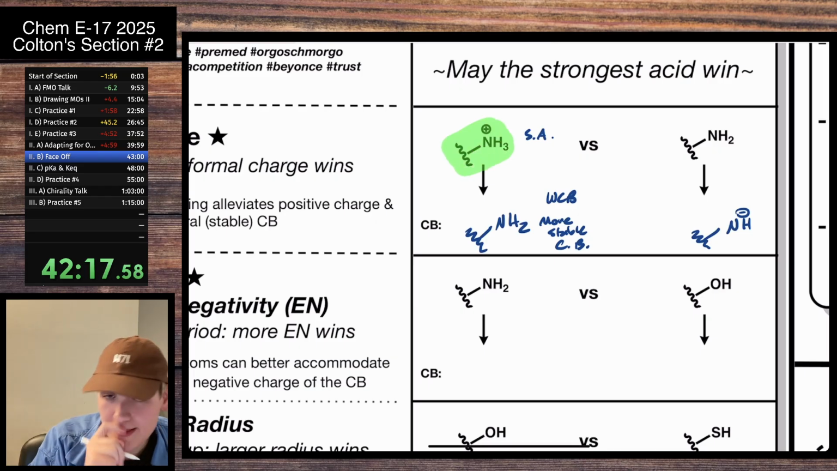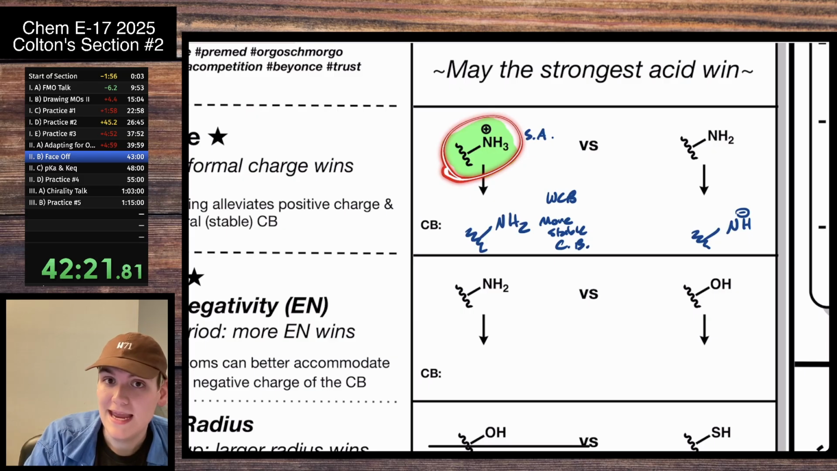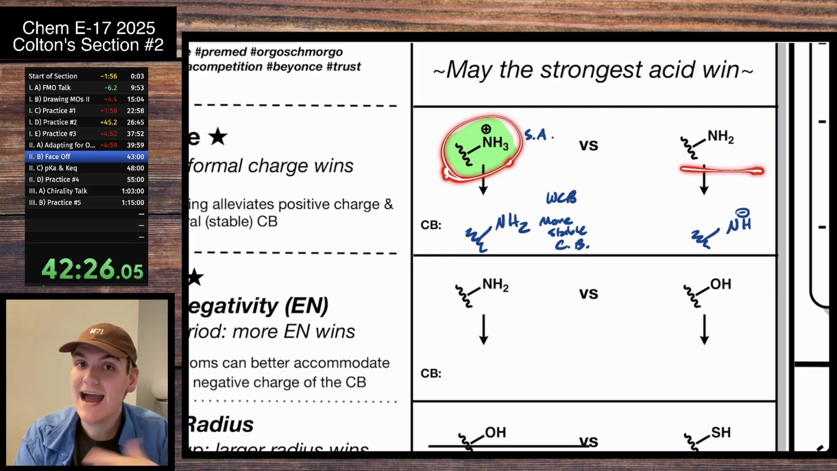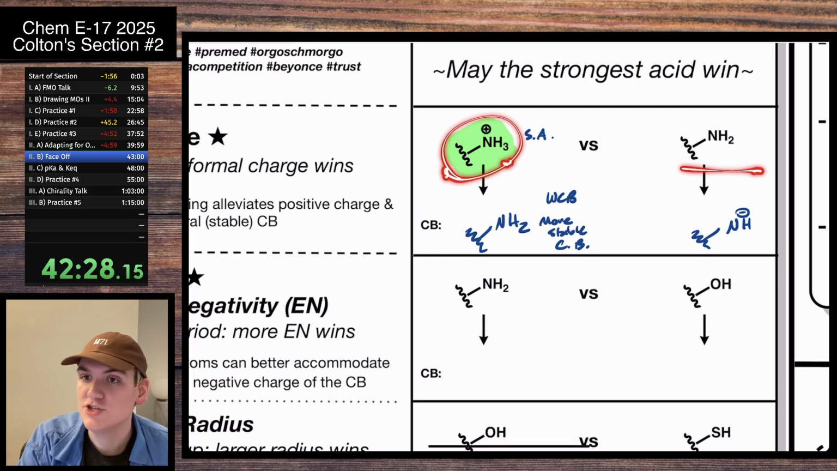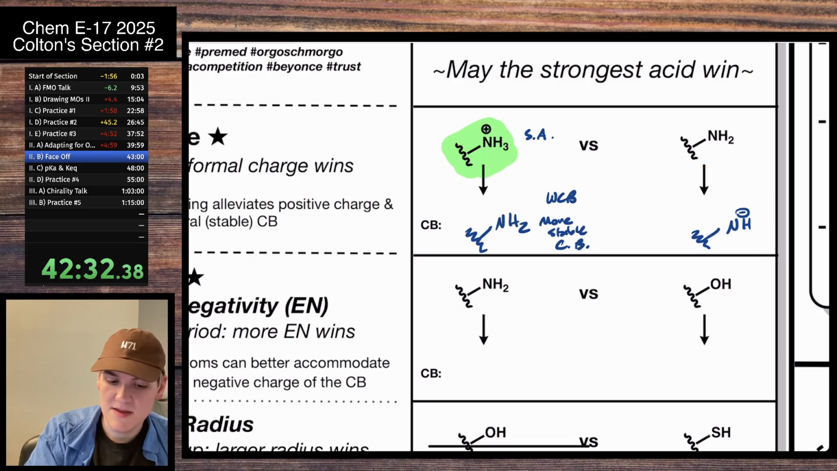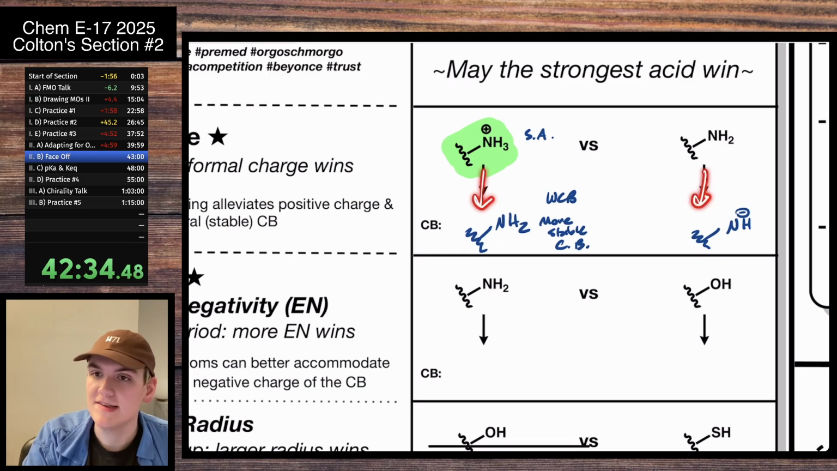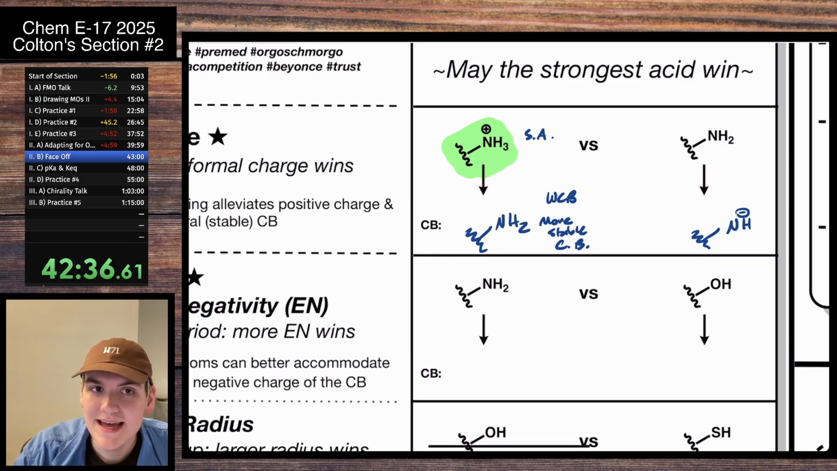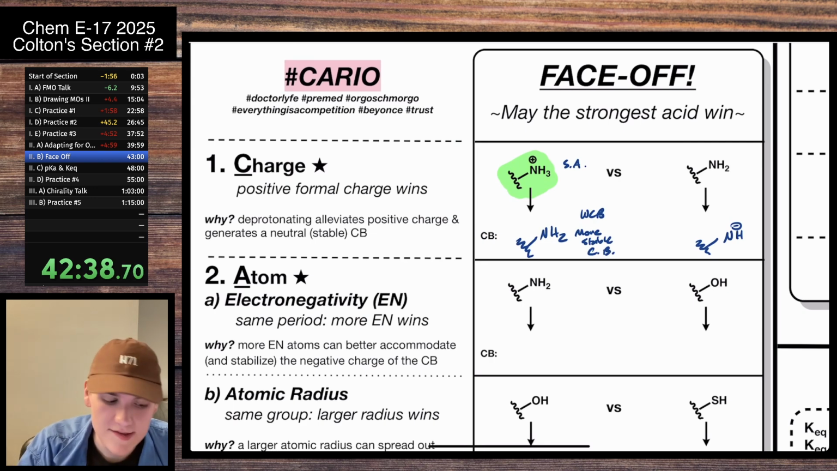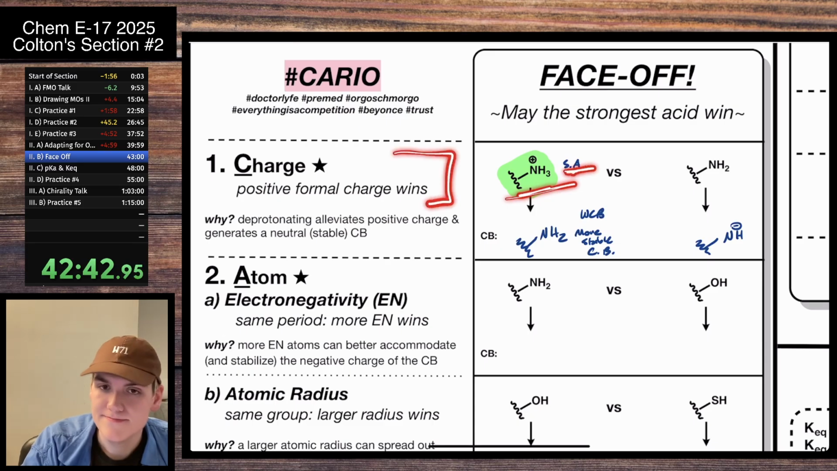Another way that you can think about it is like this NH3 as an acid, it has a positive charge versus the neutral one. It wants to give up its hydrogen to become neutral. It is charged. And so that's another way to think about it. But I like this comparing the conjugate bases because it works in a lot of different scenarios. So that is the charge effect. Having a positive formal charge makes you more acidic.